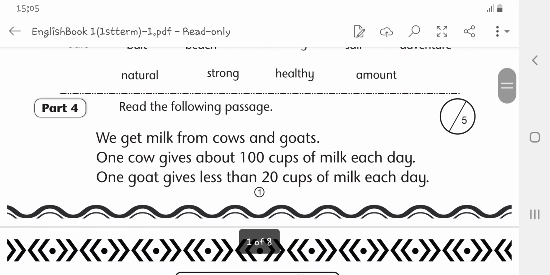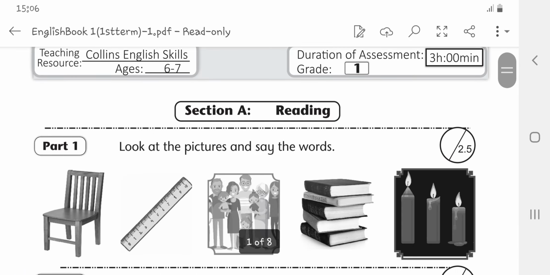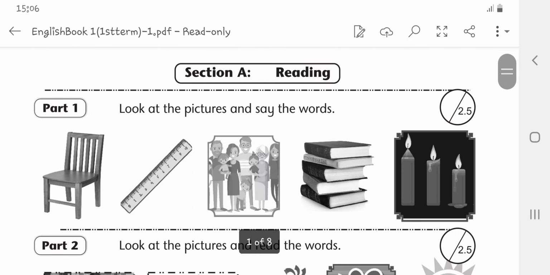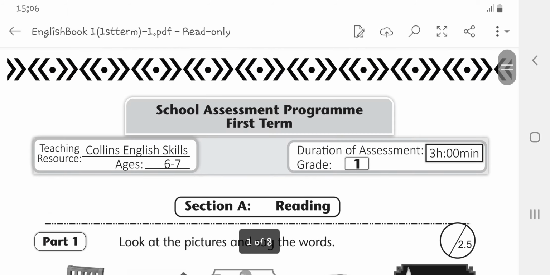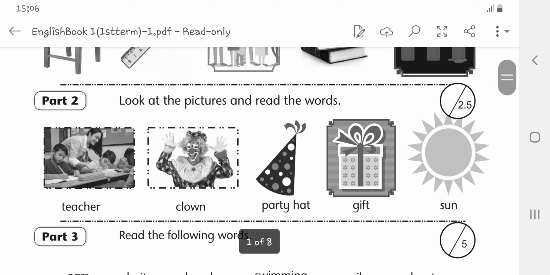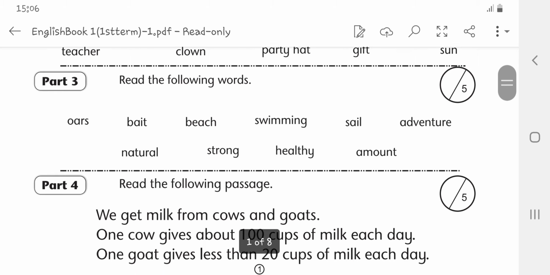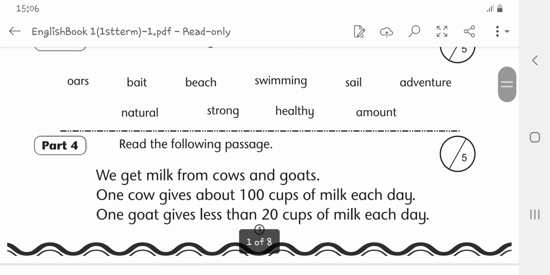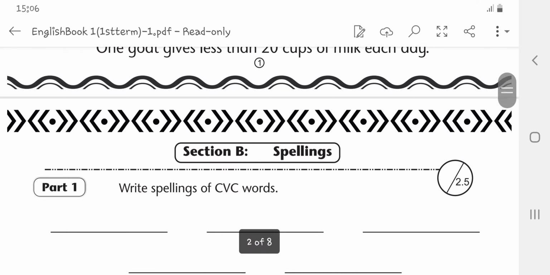Part 4 is about reading different sentences. So, as you can see, there is a gradual progression. The difficulty level increases from part 1 right up to part 4. In part 1, they are only looking at the pictures and saying the names. In part 2, they are reading the words. In part 3, there are no pictures, they just have to read the words. And part 4 is about reading 3 sentences. And the marking is according to the level of difficulty.